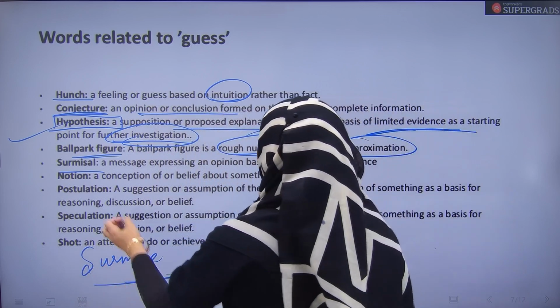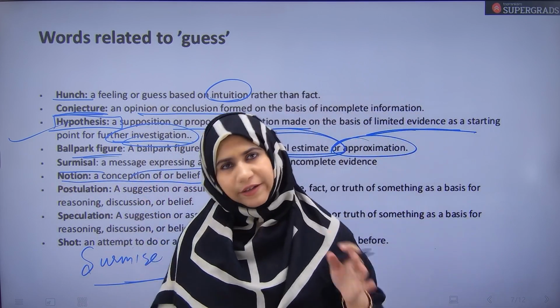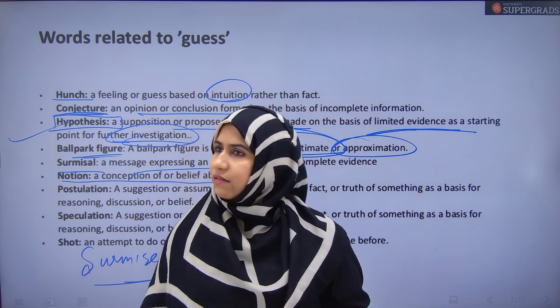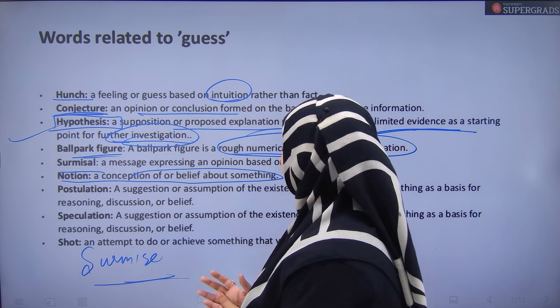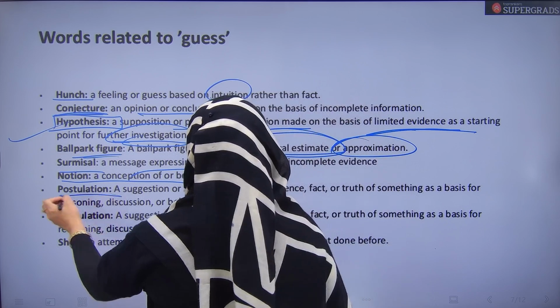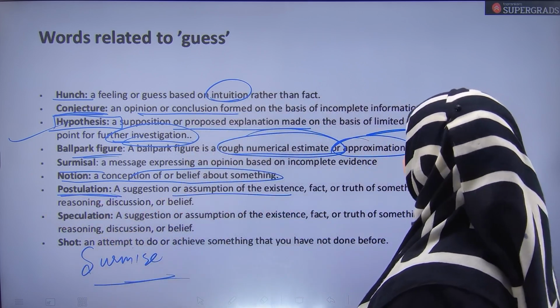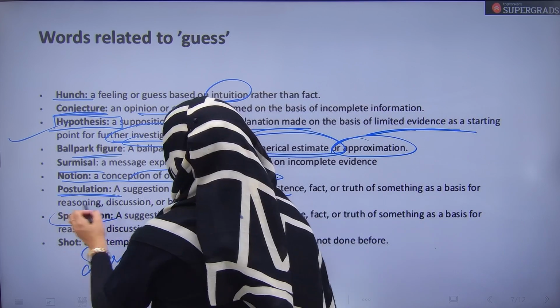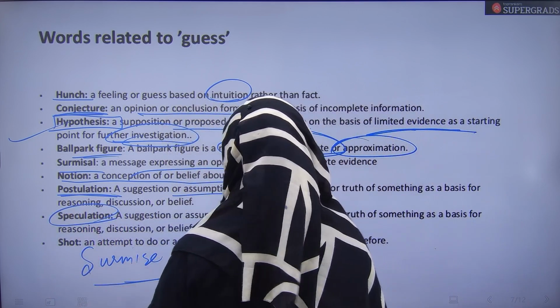Notion. अब notion अलग है. Notion is not a guess, but इसको include कर दिया गया है. ठीक है, आप चाहो इसको अलग कर सकते हो. Notion is an idea or a belief. Postulation. To postulate again is a suggestion or assumption. Speculation, we all know. To speculate is to guess, है ना? We all know that, right?